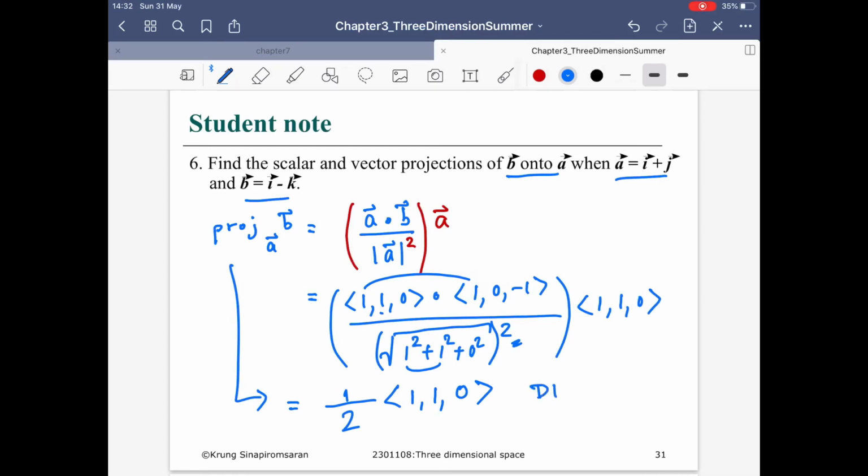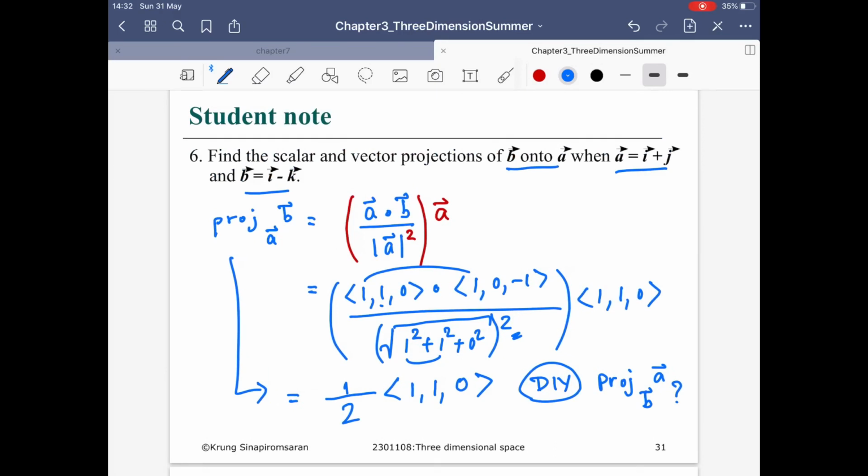Okay, you may try to do it by yourself if you need to find the vector projection of your A onto your B. What will be changed? Okay, let's try. Are we okay on this problem? All right.